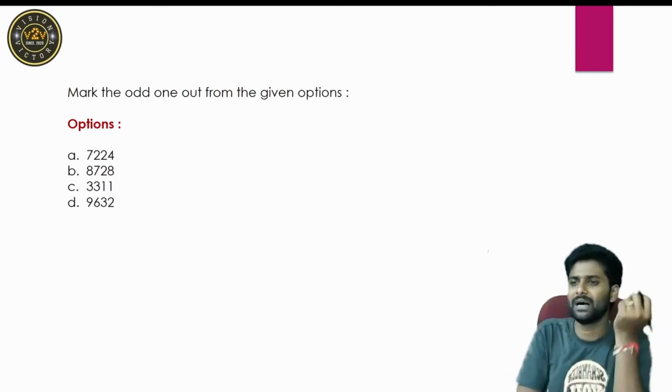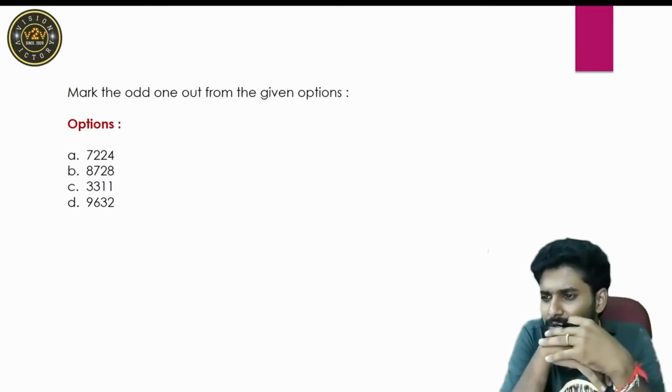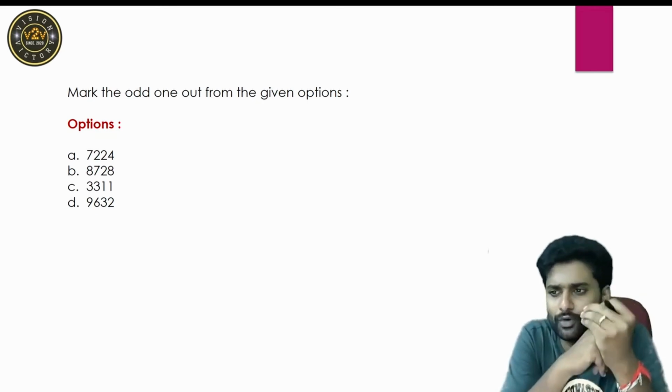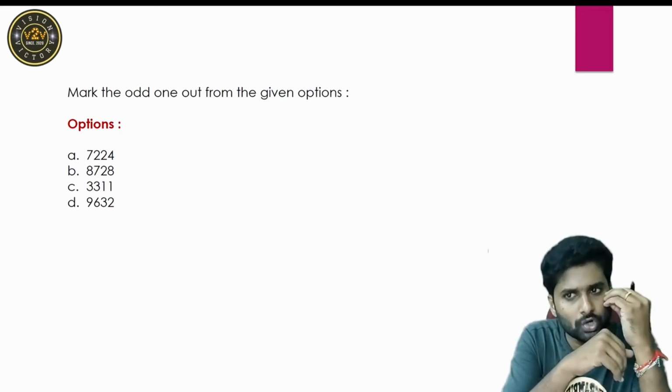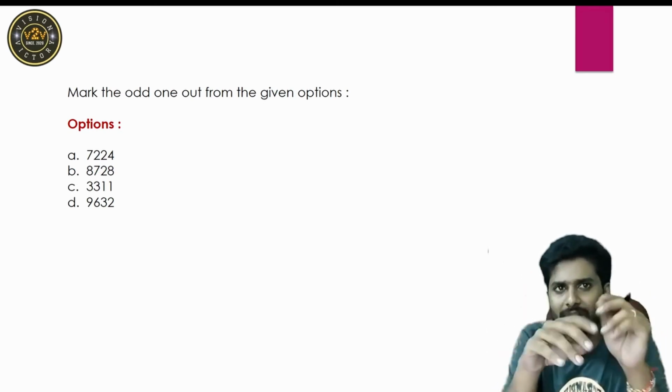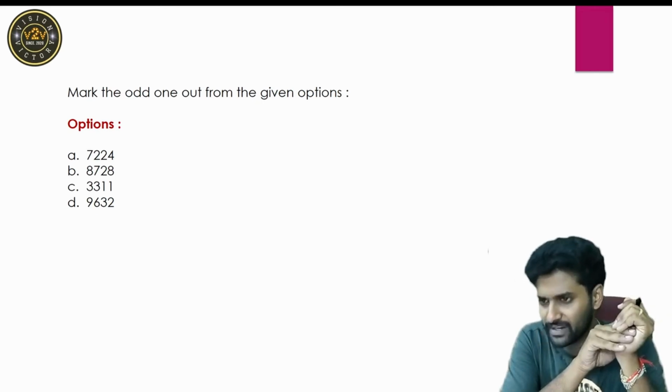Next. Mark the odd one out. So if you observe all these numbers, they are given as 4-digit numbers. But there is one relation in all these 4 numbers. So one is completely different, the remaining 3 follow the same rule, guys. So odd one out means out of 4 options, 3 follow one rule, one is completely different. You should identify that. What is the completely different one?